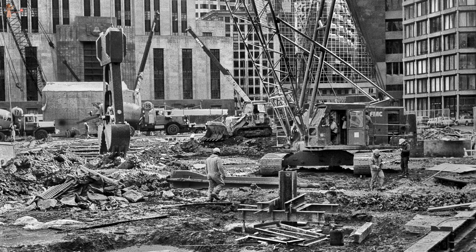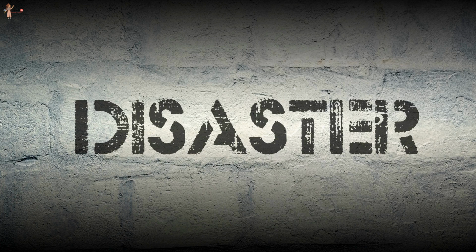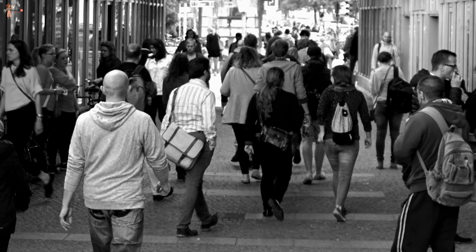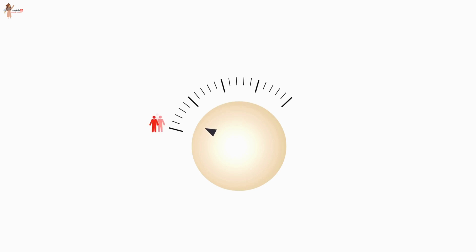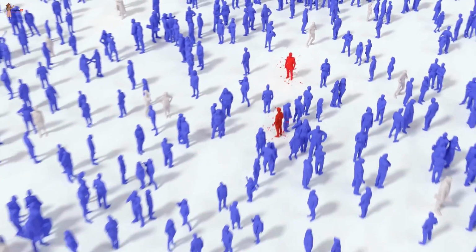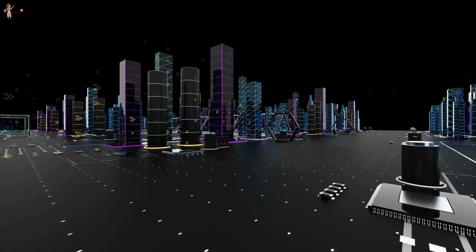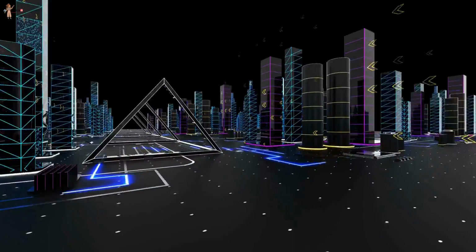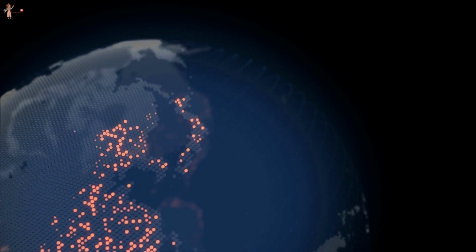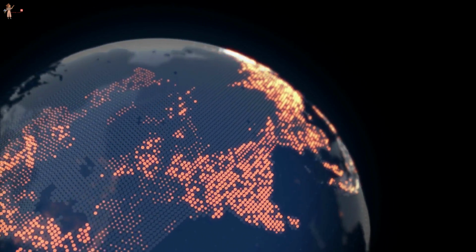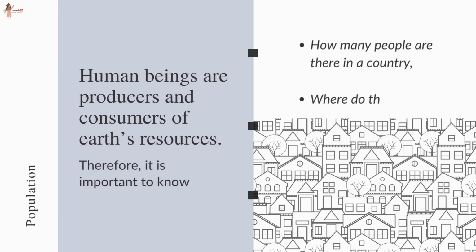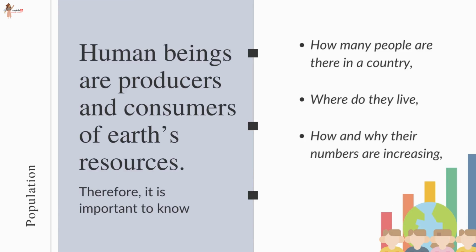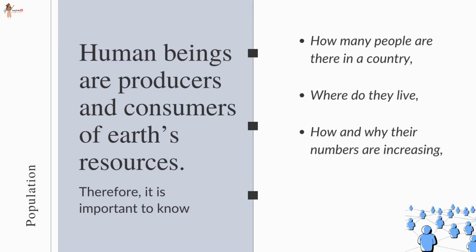Resources, calamities, and disasters are all meaningful only in relation to human beings. Their numbers, distribution, growth, and characteristics or qualities provide the basic background for understanding and appreciating all aspects of the environment. Human beings are producers and consumers of Earth's resources. Therefore, it is important to know how many people are there in a country, where do they live, how and why their numbers are increasing, and what are their characteristics.